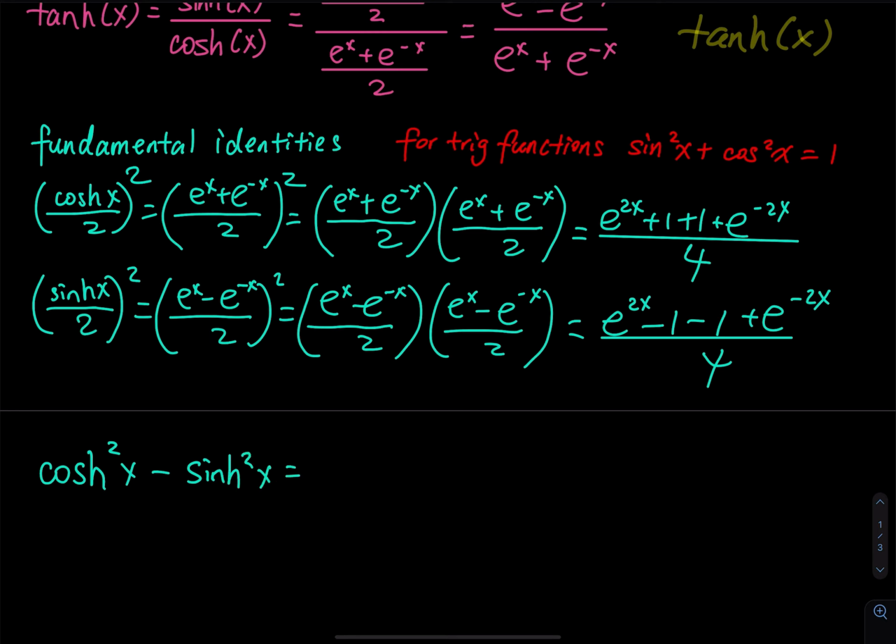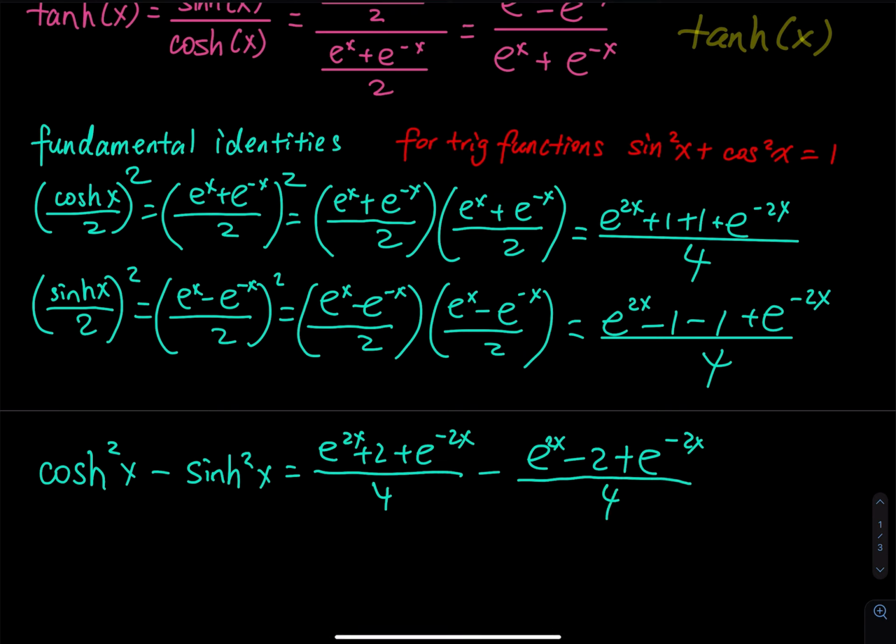What is that equal to? So you have e to the 2x plus 2 plus e to the minus 2x, and then divided by 4, minus e to the 2x minus 2, and then plus e to the negative 2x divided by 4. Since this is a minus, you have to be very careful. You have to distribute the minus sign.